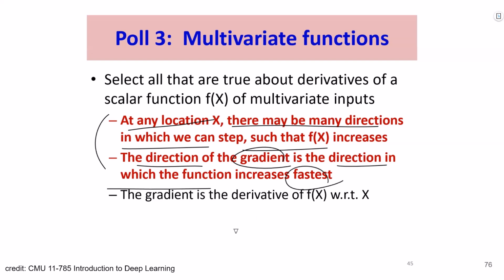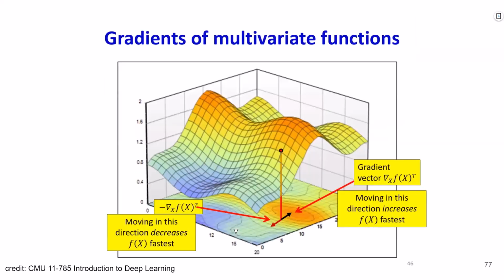All right, this is kind of a review. This is another recap. The gradient vector increases f(x) the fastest. And if you take the negative direction, then this function will decrease fastest. So that's why we care about gradients when we are updating or optimizing the values of our model parameters.